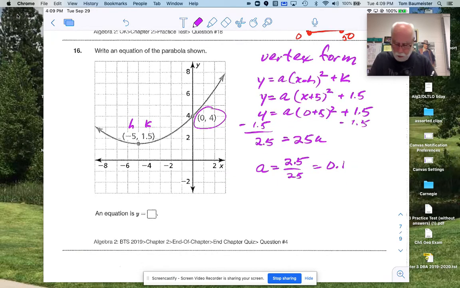So our equation for this one would be 0.1 times (x plus 5) squared plus 1.5. Notice again, I didn't put the y equals because it's already there.